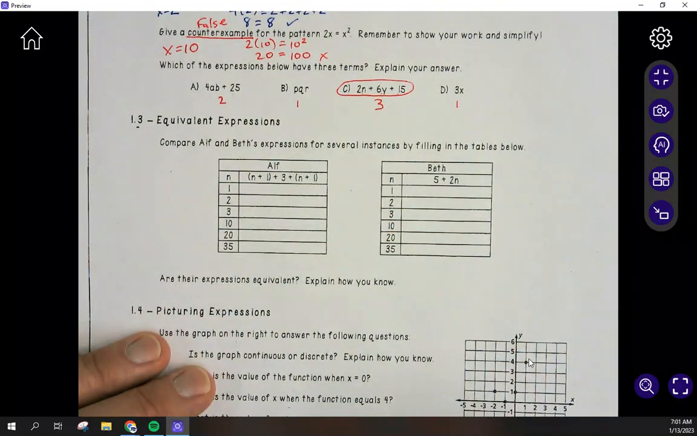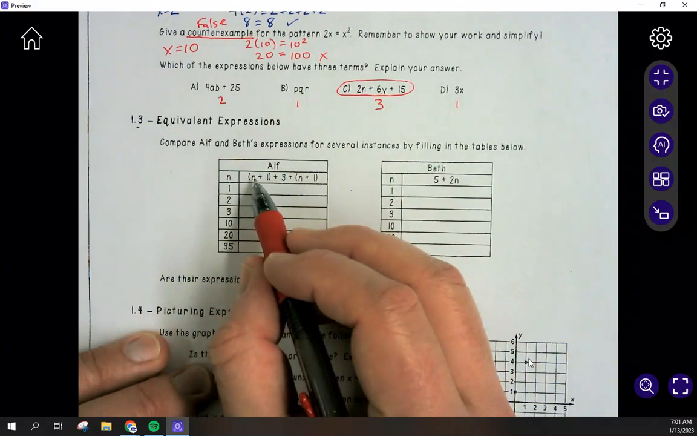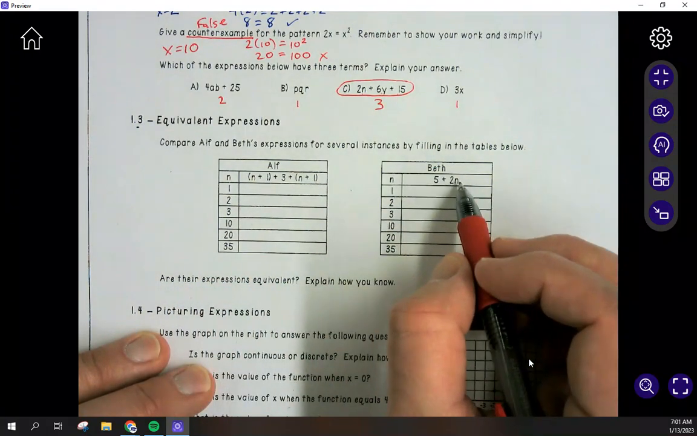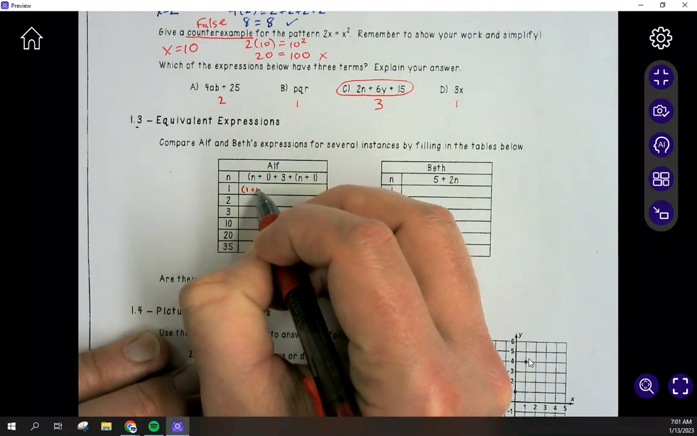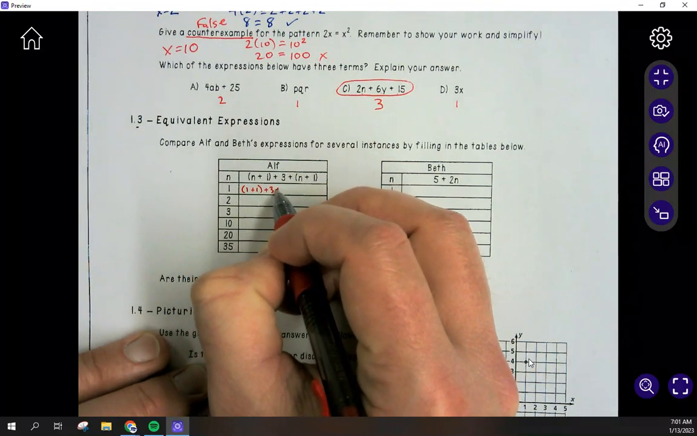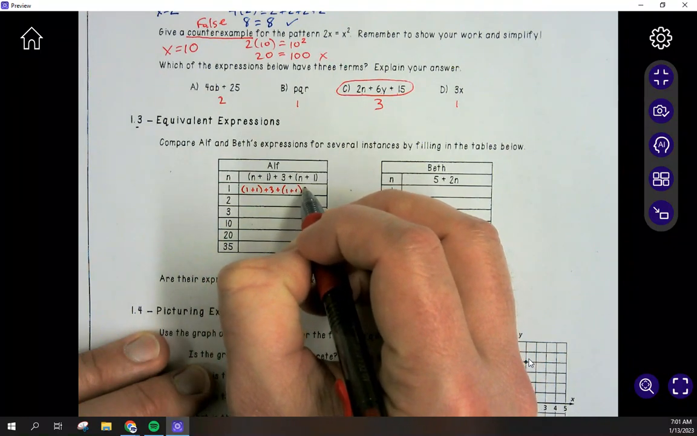The rest I'm not going to. Just want you to see what's going on here. So I'm plugging in 1 for n to see if this expression equals this expression. So n becomes a 1, so it's 1 plus 1 plus 3 plus, and then inside here 1 plus 1.